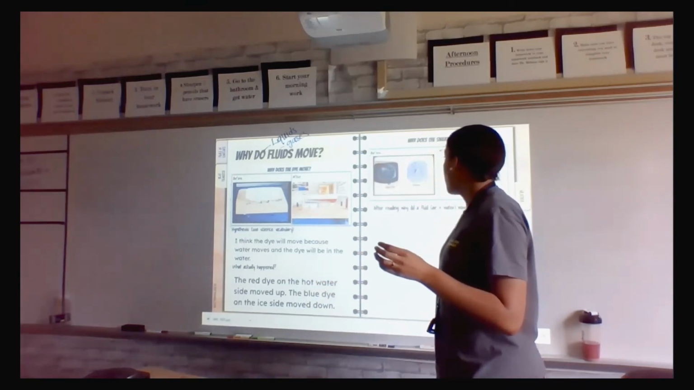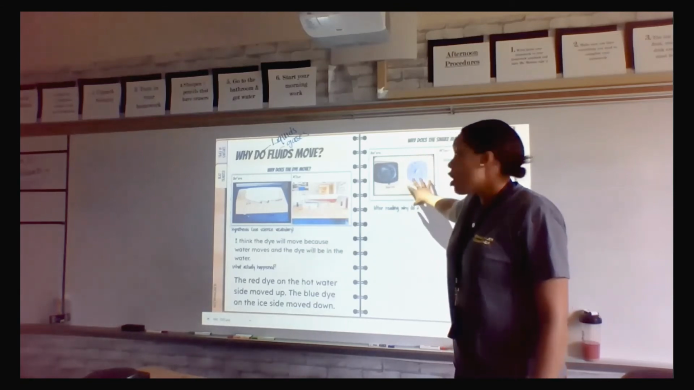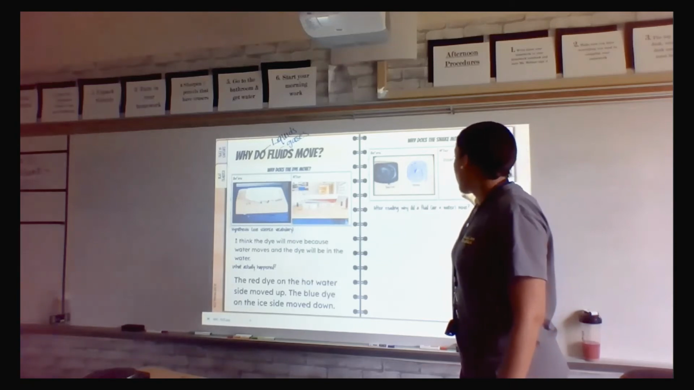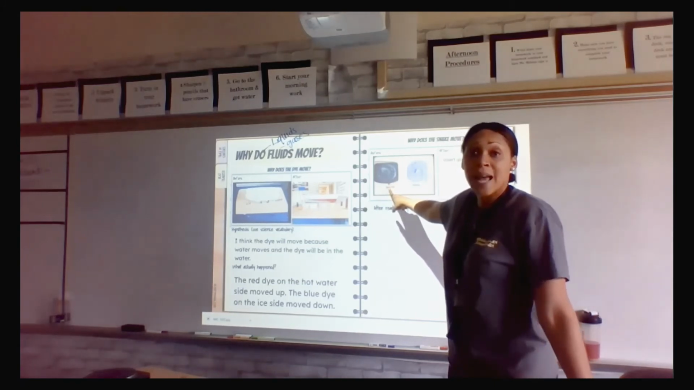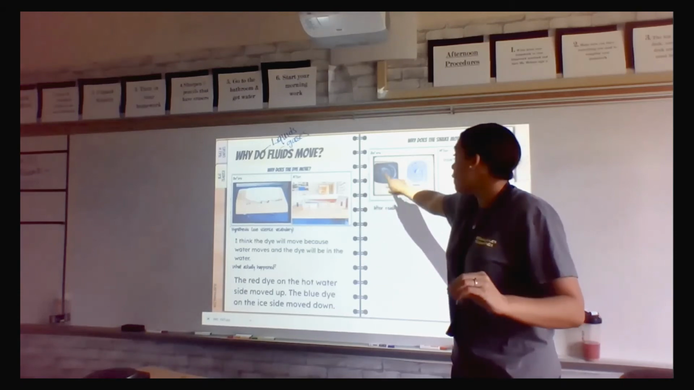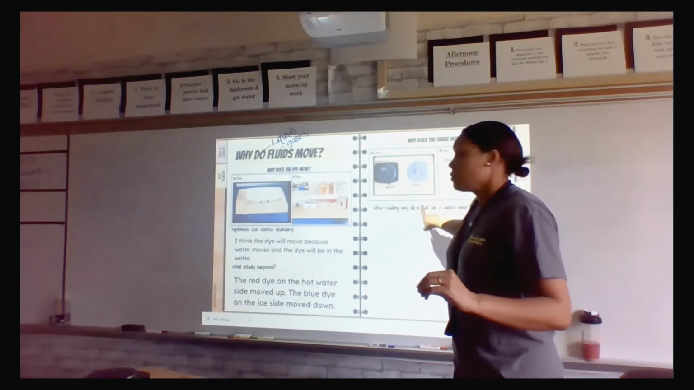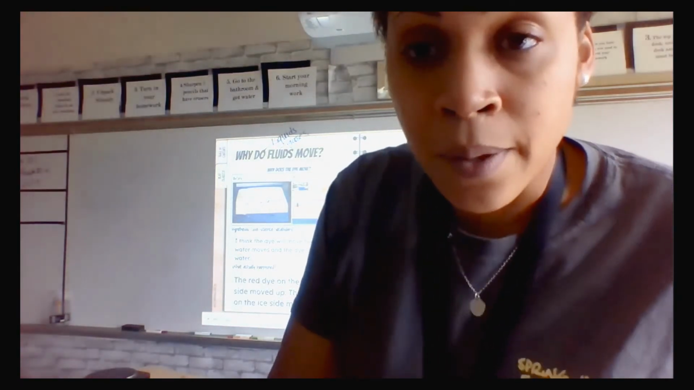Now, what we're going to do is another experiment called Why Does the Snake Move? Okay? Now, in this picture, you've got the burner. We need the burner again because our essential question is how does heat move? So every single one of our experiments is going to have a heat source. The burner, the snake.